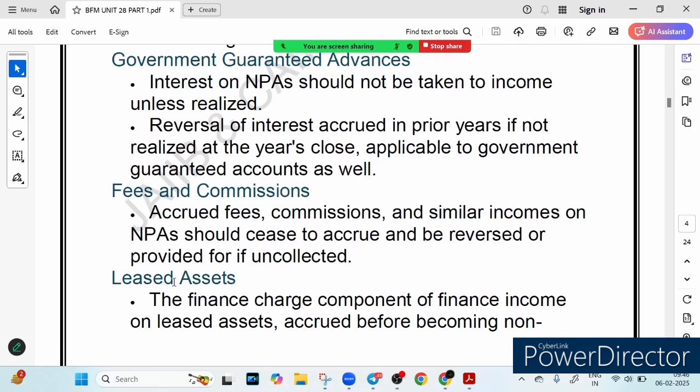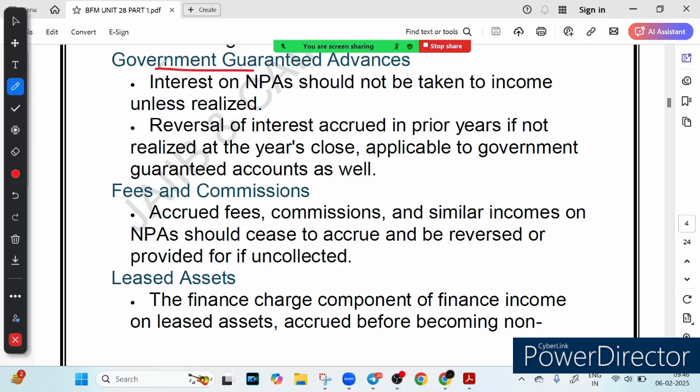Have you ever wondered how banks treat loans guaranteed by the government when they turn bad, or what happens to fees and commission when a loan becomes an NPA? These are critical concepts for the BFM examination, and today we will break them down in the simplest way possible. Stay with me till the end and you will be able to understand it. The first question: are government guaranteed advances special?